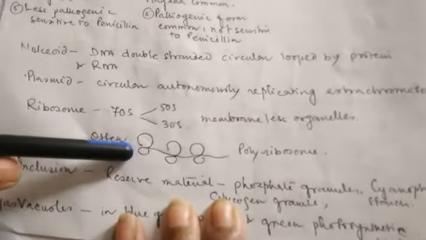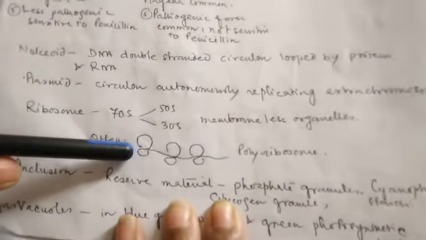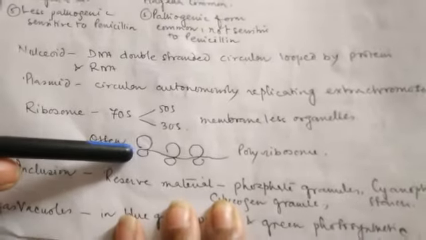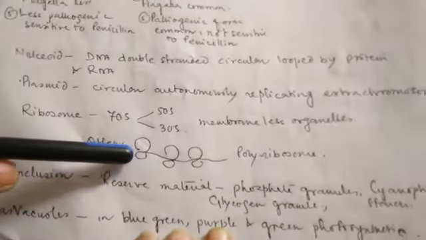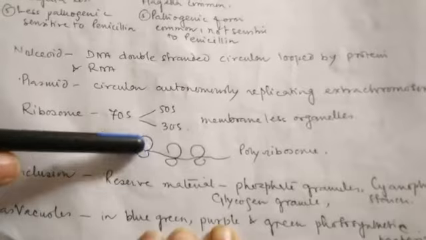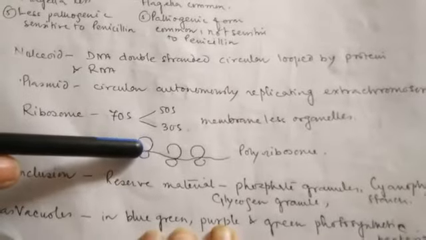Now, what is the function of the ribosome? The function of the ribosome is protein synthesis, to synthesize protein. These are often called protein factories.